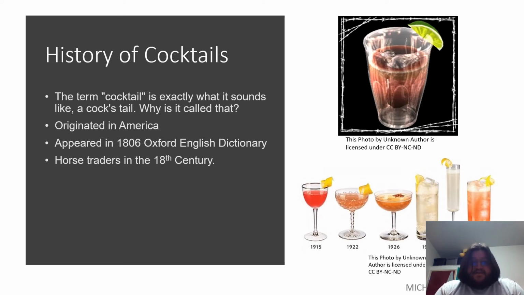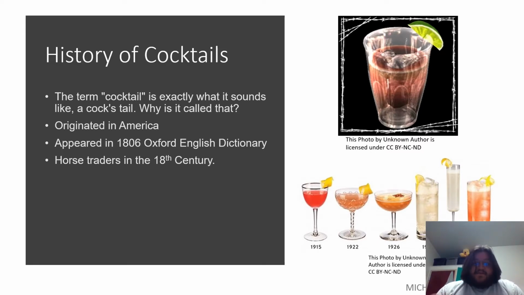The term cocktail is exactly what it sounds like, a cocktail. Well, why is it called that? Well, no clear etymology exists for the word. A famous story is that a long time ago, an English sailor asked a young Mexican boy what he was stirring in his drink. The young Mexican boy replied, "Col de gallo," a cock's tail feather. The young Mexican boy thought that the sailor was asking what he was stirring the drink with, and the name stuck.